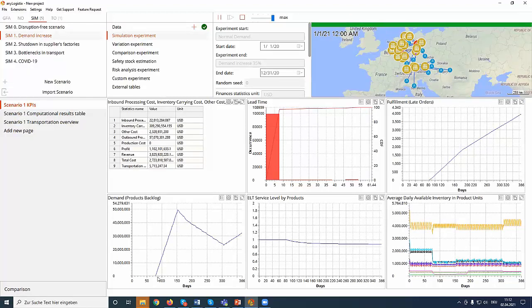So especially during the first pandemic wave, here in the demand product backlog diagrams, we can observe an increase in backlog, which subsequently decreased during the summer months. However, in the wake of the second wave of the pandemic, we again see an increase in the backlog, and obviously we are not doing as well as in the business as usual scenario, right?